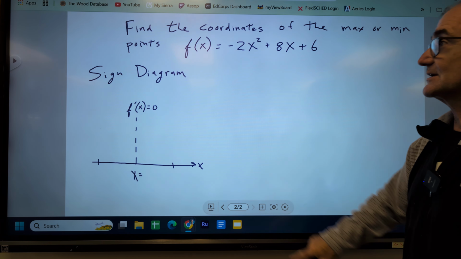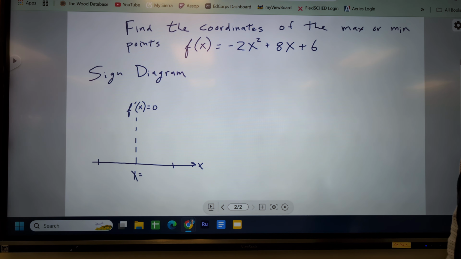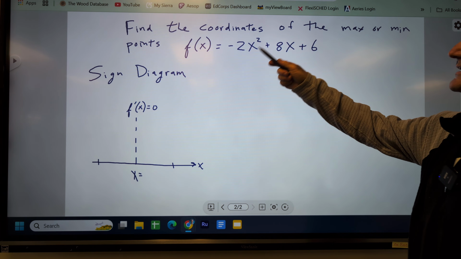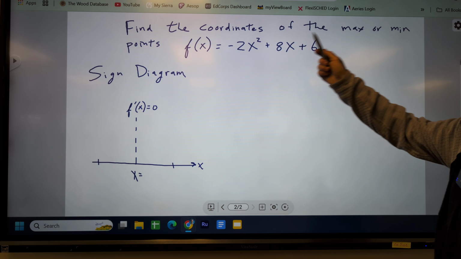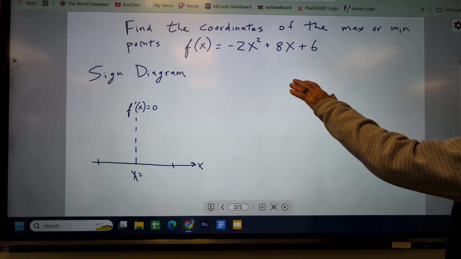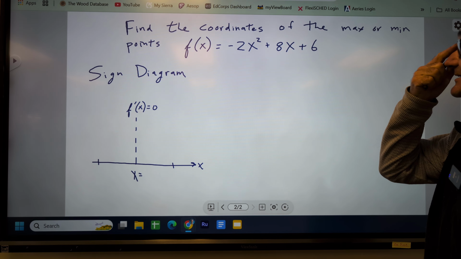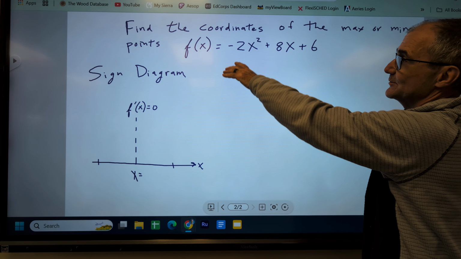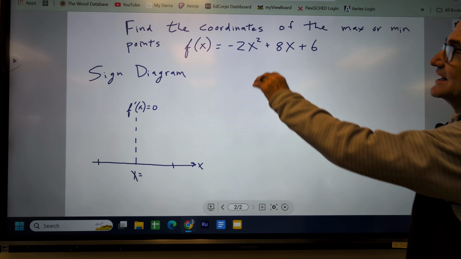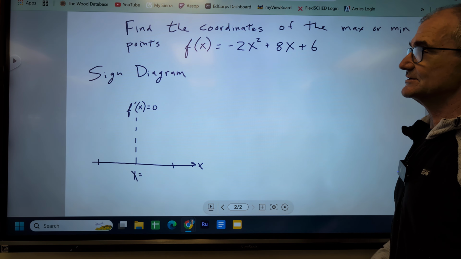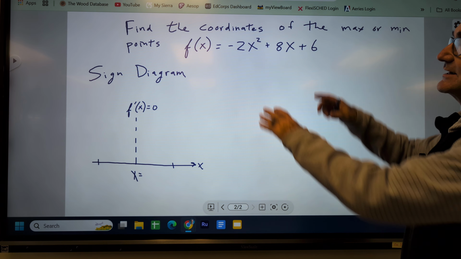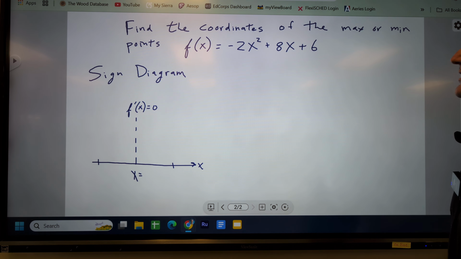So let's look at our example problem. And then we're going to create a sign diagram to see if it is a max or min. Find the coordinates of the max or min point given this function. Well, let's start with right here. I could look at this graphically and see that it's a parabola opening down, but I'm going to run through all the algebra here. There are a lot of ways to find that vertex from Algebra 2, but the point here is to learn all of it algebraically so we can do harder and harder problems.